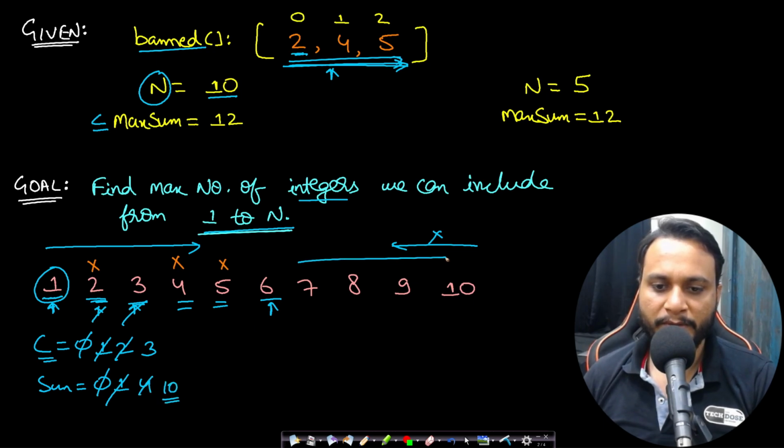Now you will not be able to include any more items, because including them will actually exceed the value of 12. So the count that you got is 3, and this will always be optimal. This is a greedy approach, right?